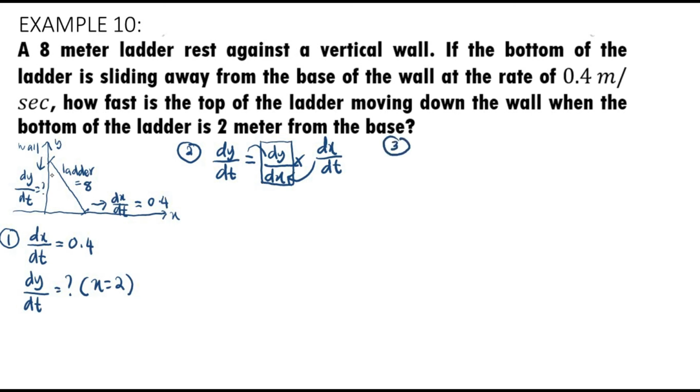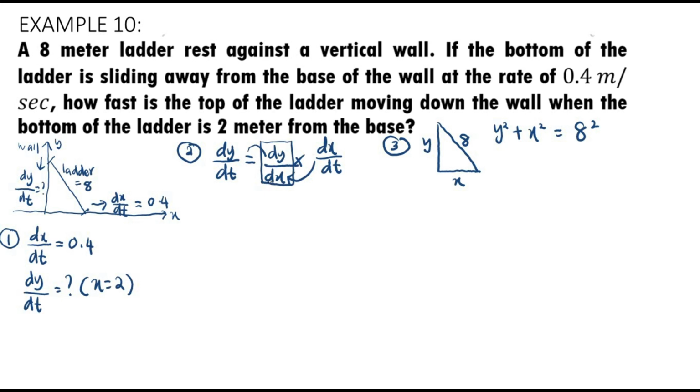So based on the figure below, we can see that between the ladder, wall and our floor, we form a triangle there. So if I rewrite it back, we're gonna have 8 as our hypotenuse. Our height would be y and our base would be x. From here, basically, we can form a Pythagoras theorem equation, where y squared plus x squared would be equal to 8 squared.